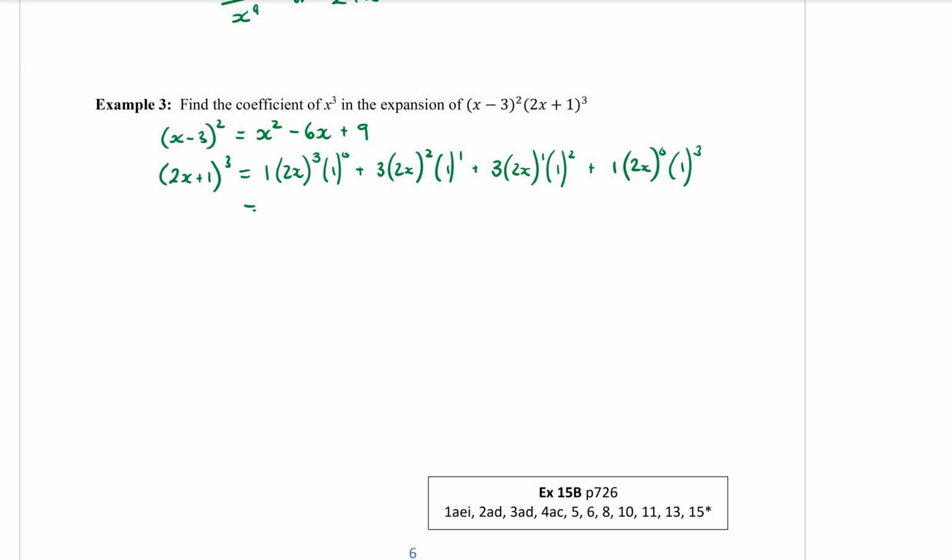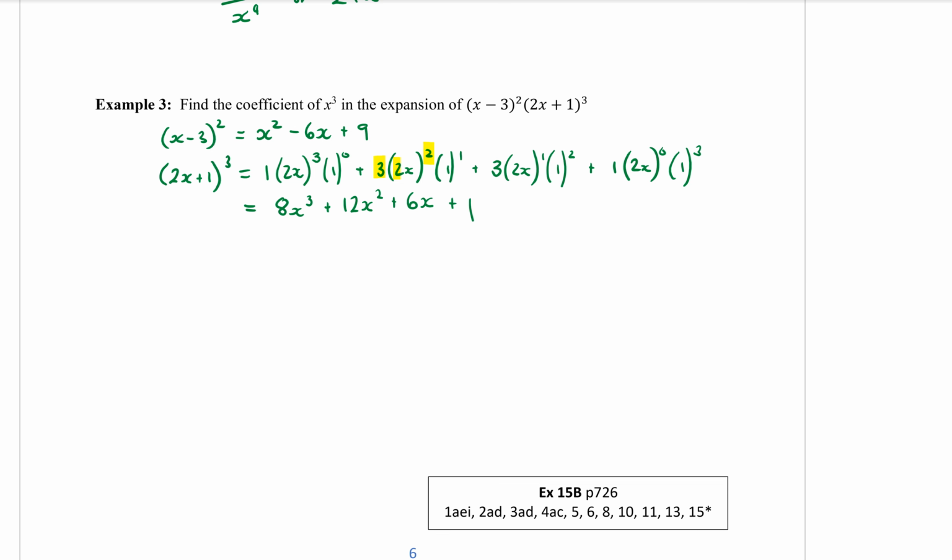So 1 to any power is just going to be equal to 1. So it's really the 2x bracket that is doing things in this question. So 2 to the power of 3 is going to be 8x cubed for my first term. The next one, I want to do 3 times 2 squared. That is equal to 12x squared. The next one is 3 times 2, which is 6x. And in the last term, the 2x to the power of 0 does nothing. 1 times 1 cubed is still just 1.